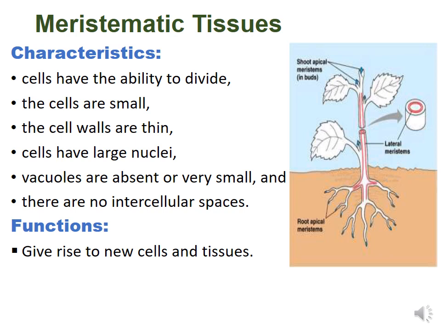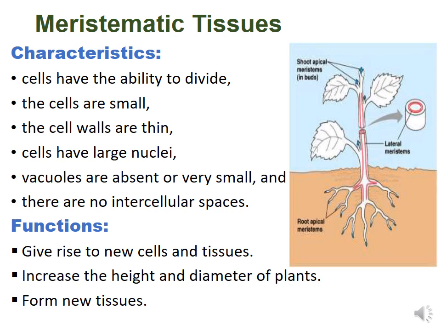Now let's learn some functions of meristematic tissue. The first one, they give rise to new cells and tissues, and then they increase the height and diameter of plants by forming new tissues.